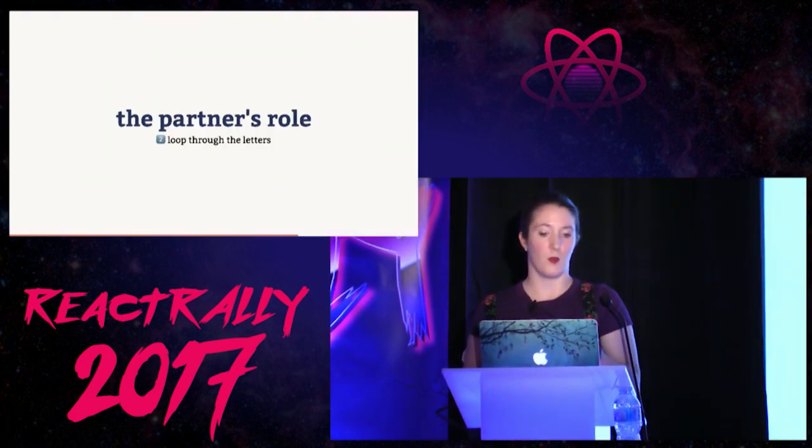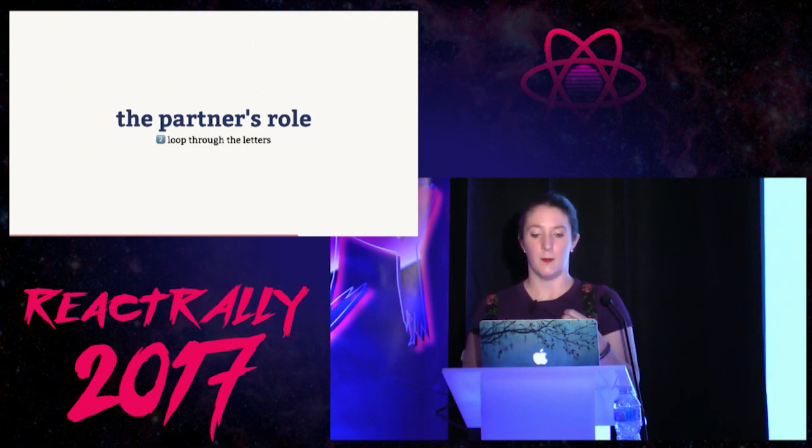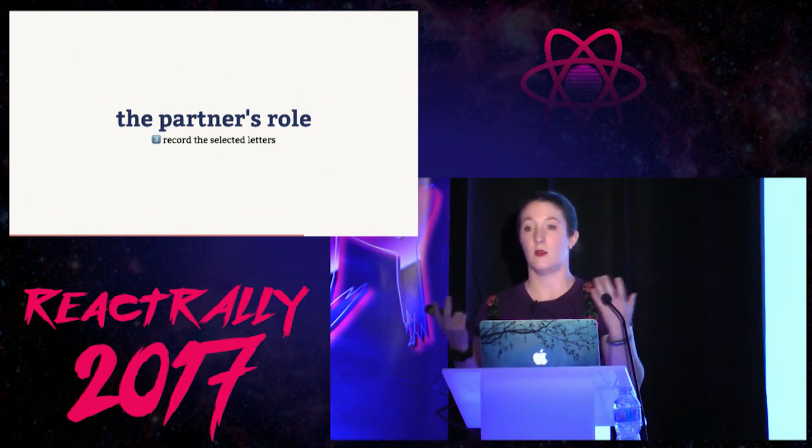The second part of their role is to loop through the letters. Now this can be done aloud and by pointing at the letters on the card. Two modalities at once is great. And then the third part of the partner's role is to record the letters that are selected.